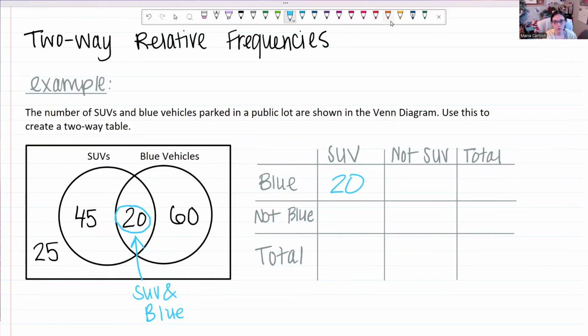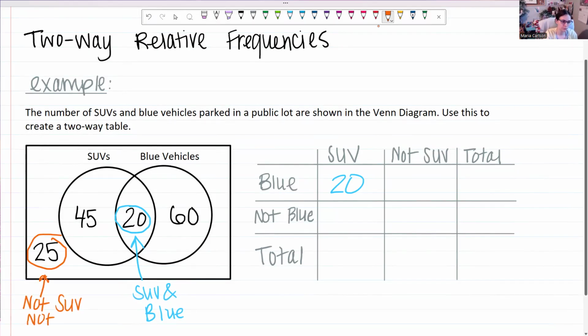All right, now something else that I notice, we have 25 that do not fall into the category of SUV or blue vehicle. So this 25 is not SUVs and not blue. So the row not blue and the column not SUV would be 25 vehicles.